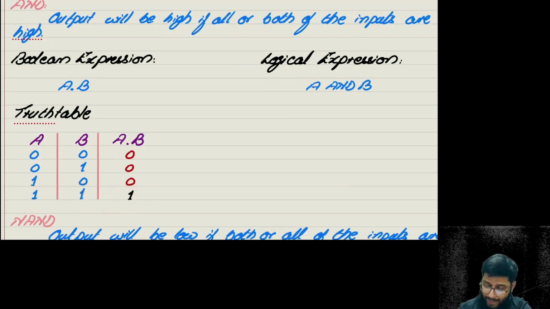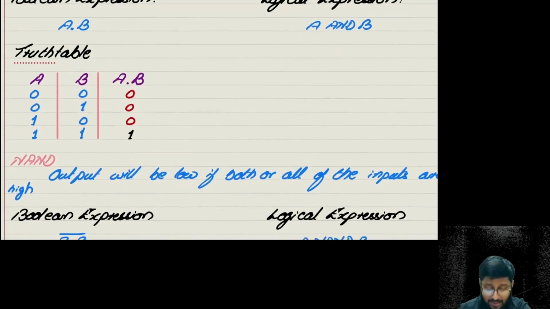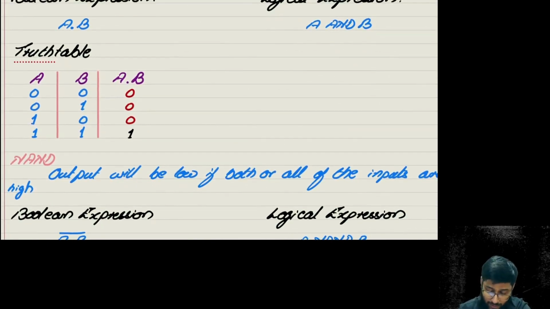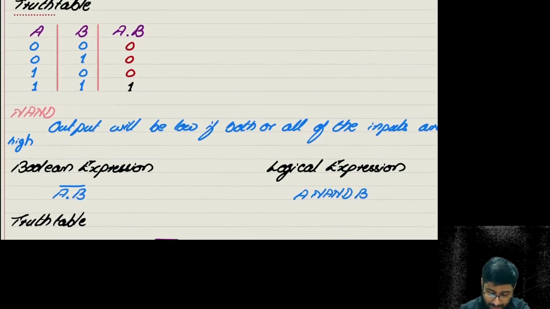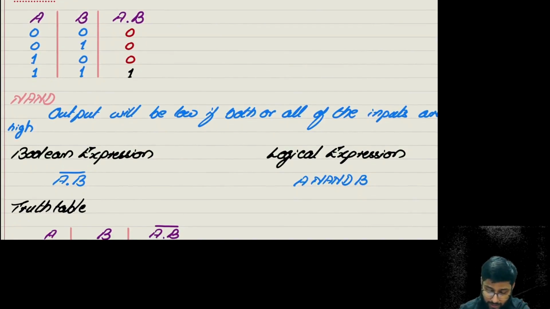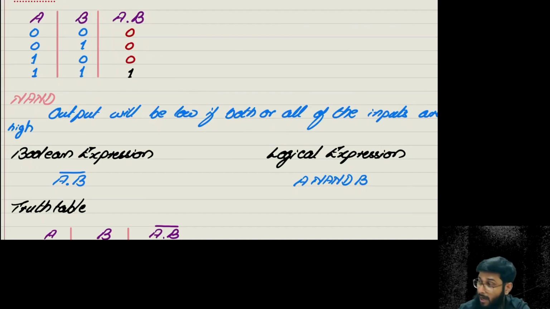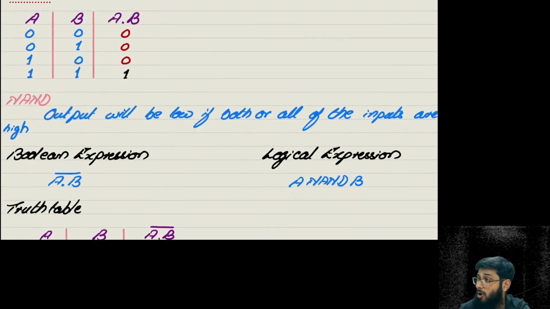Now coming towards the NAND gate. The NAND gate is just the reverse of the AND gate. For the AND gate, you only get a 1 if both of the inputs are 1. Now for the NAND gate, as it is the reverse, it says the output will be low. That means it will be a 0 if both or all of the inputs are high. In this particular condition, the output is going to be low.